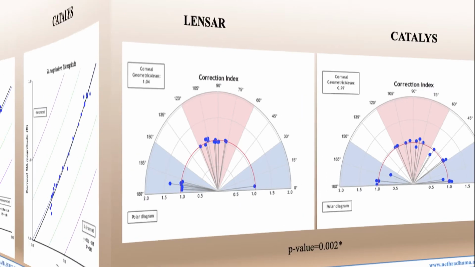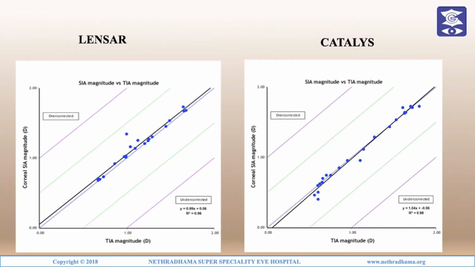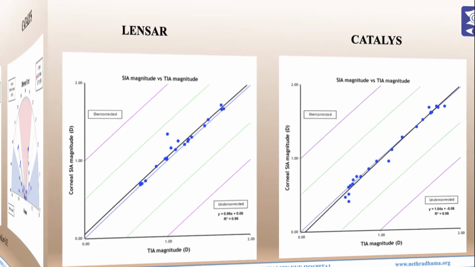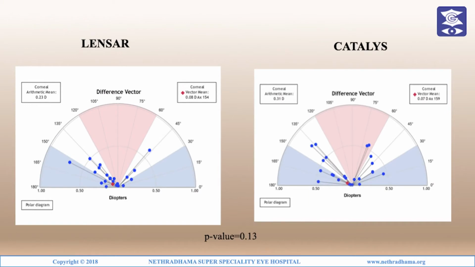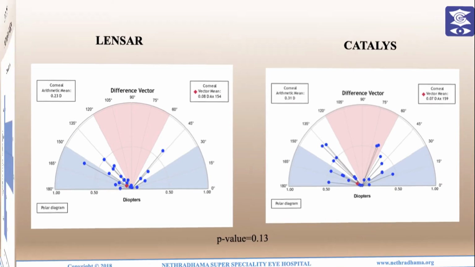This is the SIA versus TIA graph, where you can see that in the LENSAR group, most of the eyes are on target, bang on, but there are 4 eyes which got overcorrected, whereas in the Catalyst group, there were 5 eyes which got undercorrected. The difference vector was less in the LENSAR group. The difference was not statistically significant though.